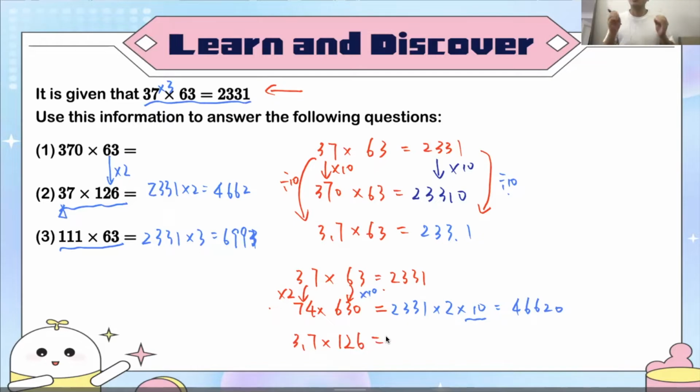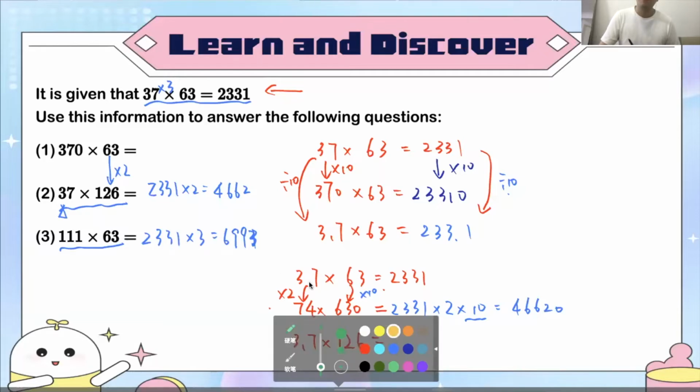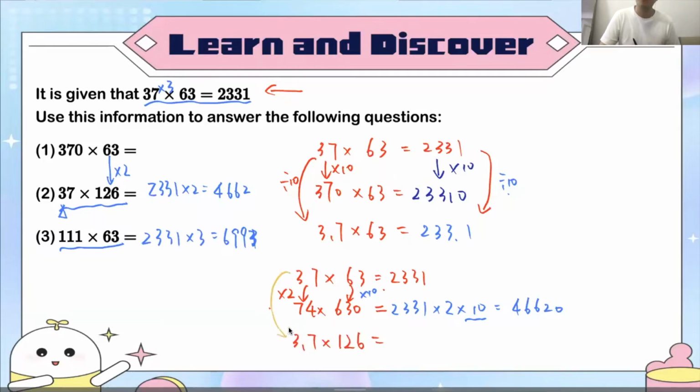And how do we change the two multipliers from 37 to 3.7? We just divide by 10, right? And from 63 to 126, how do we change? We times 2. Okay, you remember we need to consider two changes on this product.